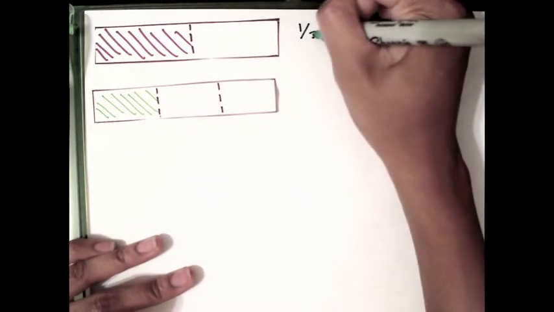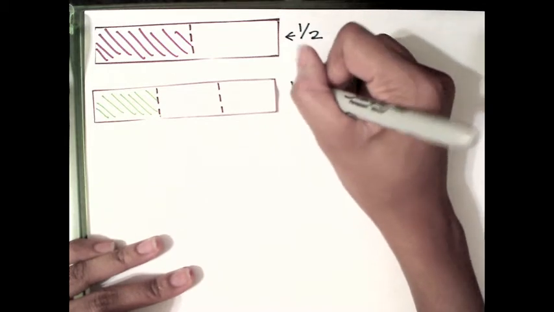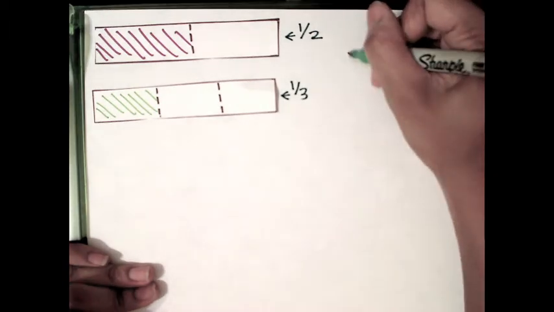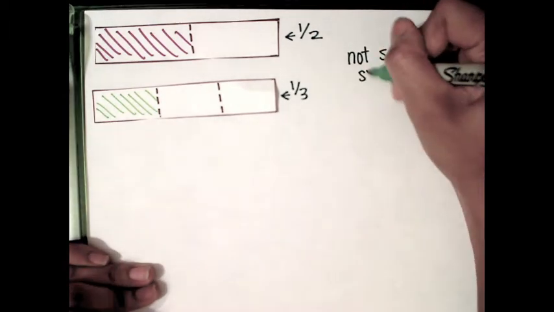1/2 means I cut a chocolate bar into 2 equally sized pieces and I get to keep one of them, like here at the top. 1/3 means I cut a chocolate bar into 3 equally sized pieces, so each of the pieces are smaller, and I keep one. They are clearly not the same size.